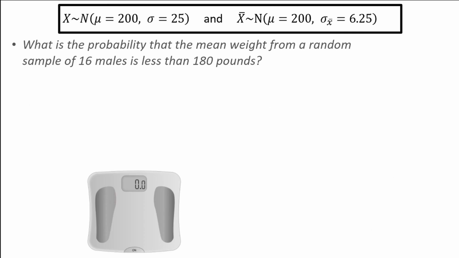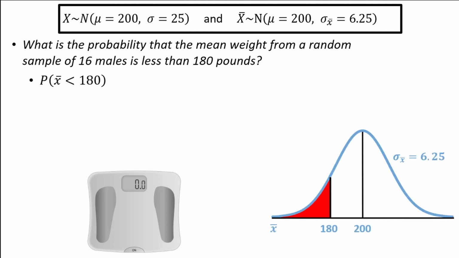What about the probability that the mean weight from a random sample of 16 males is less than 180 pounds? This is the probability that x bar is less than 180. The graph looks the same as it did in the single observation case, except now the horizontal axis is x bar instead of x. Do you think this area is larger or smaller than the probability we found based on the single observation case? Let's find out.